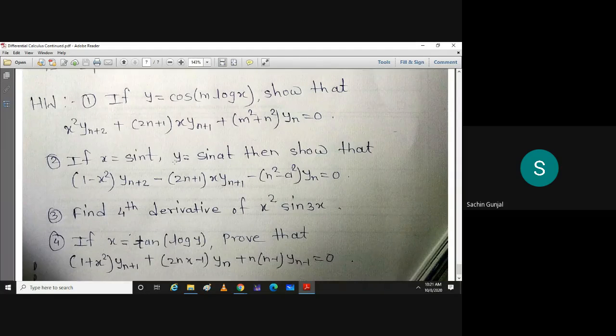That means we should eliminate t. Now, how to eliminate? I'll leave it to you. You should get y in terms of x. That is your target. You should get y in terms of x, or a relation between x and y where there is no t, and then you can take the first derivative, then the second derivative, and then the nth derivative. This is the idea. Eliminate t.